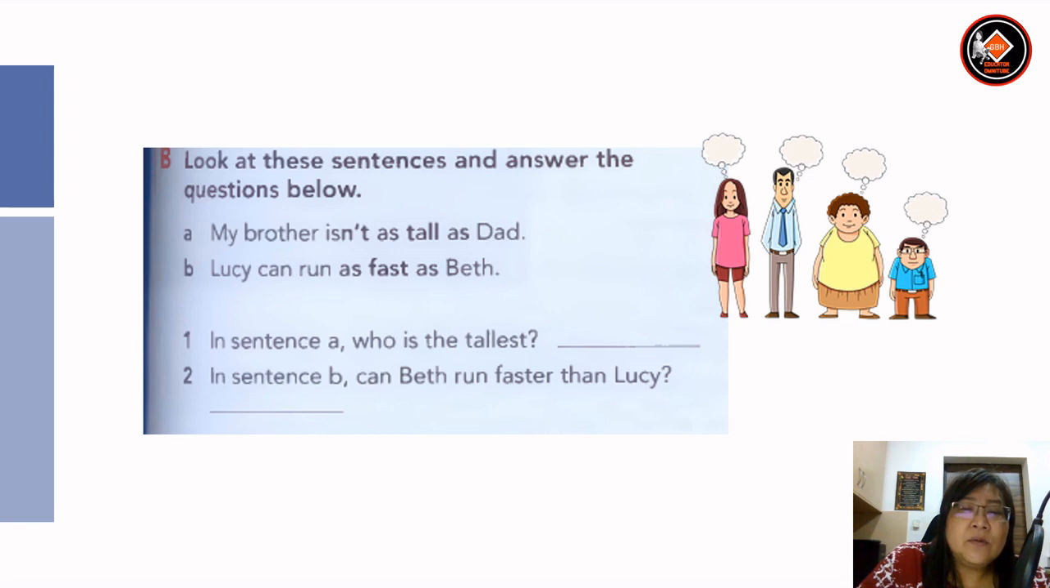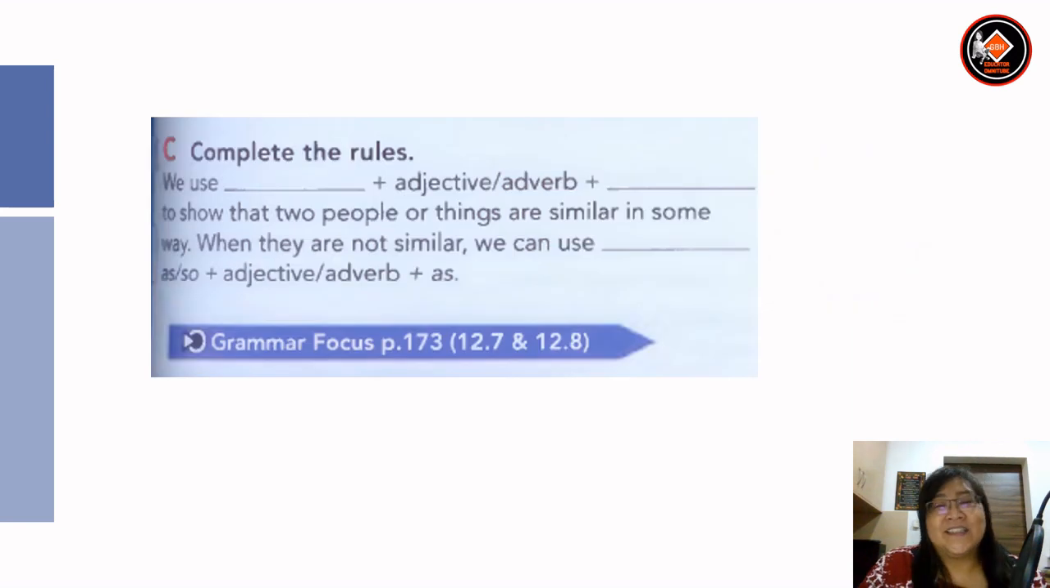In sentence A, who is the tallest? Is it my brother, or Dad? So the answer is Dad. In sentence B, can Beth run faster than Lucy? Answer is no. Exercise C, complete the rules. We use plus, adjective or adverb, and plus to show that two people or things are similar in some way.